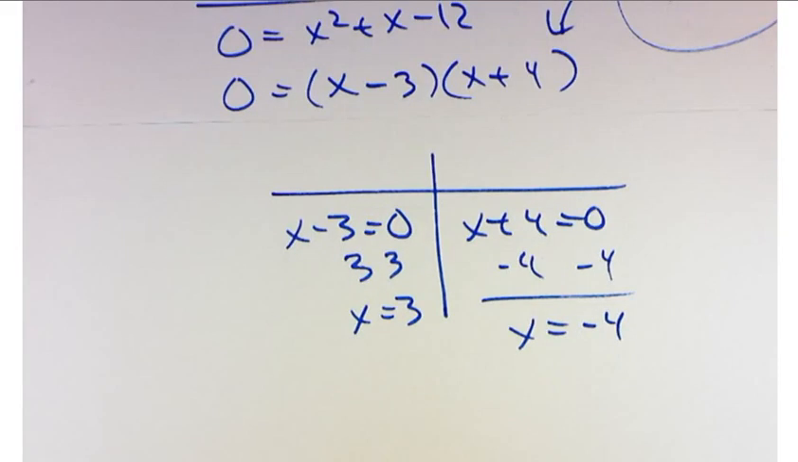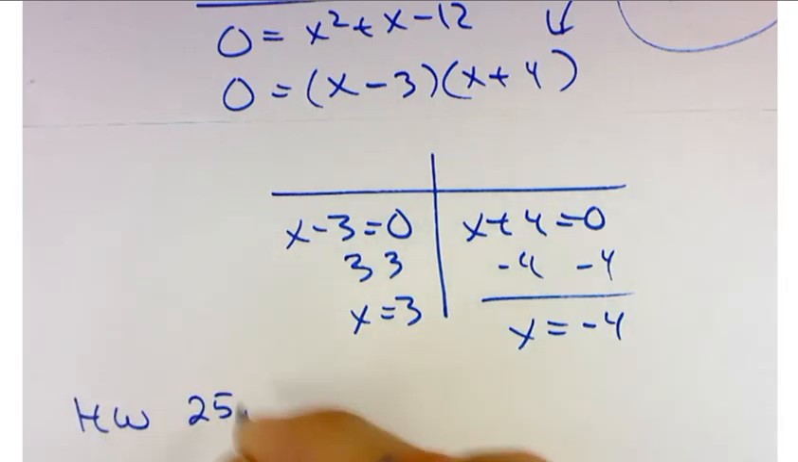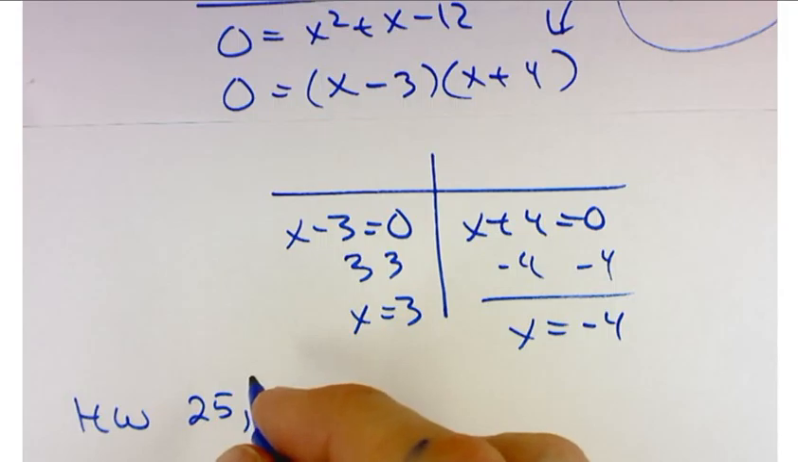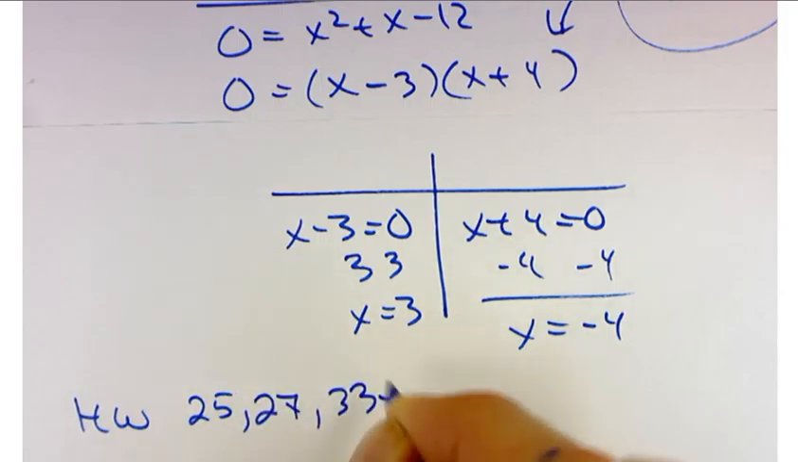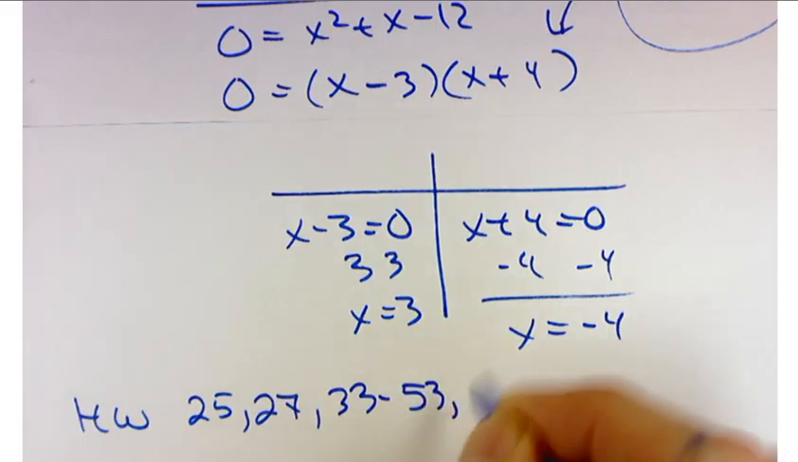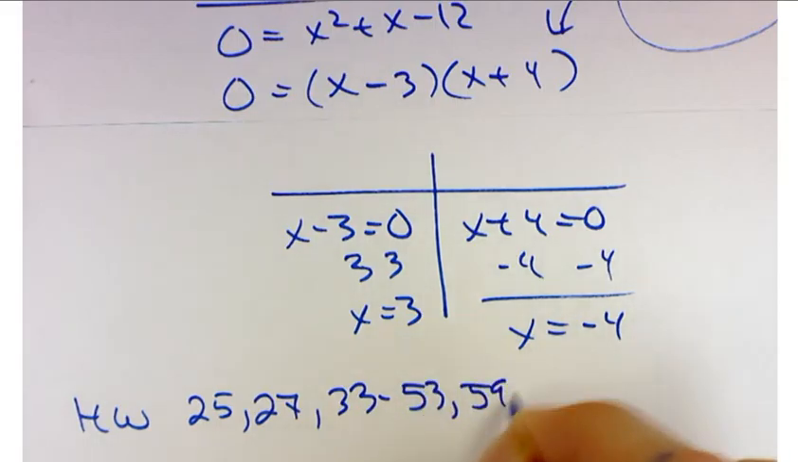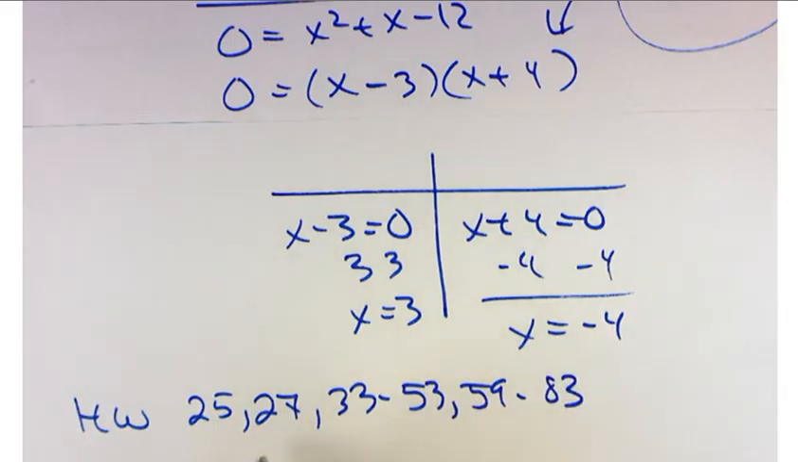For homework, try 25 through 25 and 27, 33 through 53, 59 through 83, 89 through 93, 101 through 107, and 111.